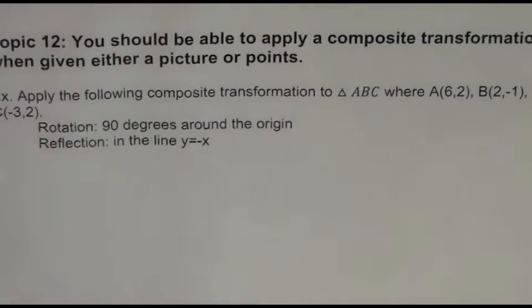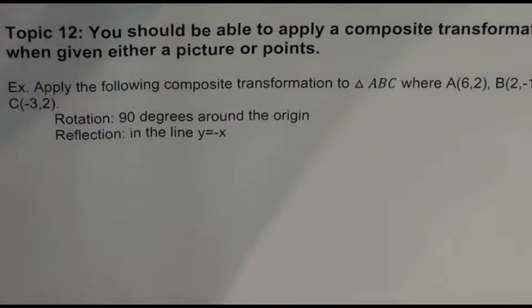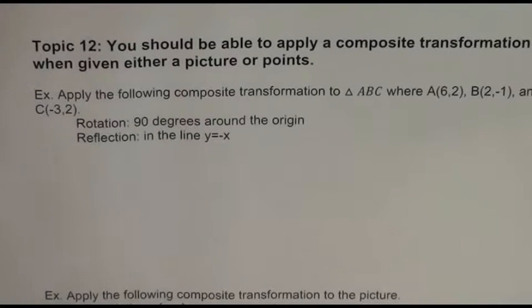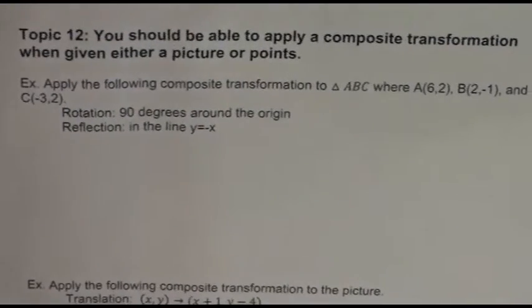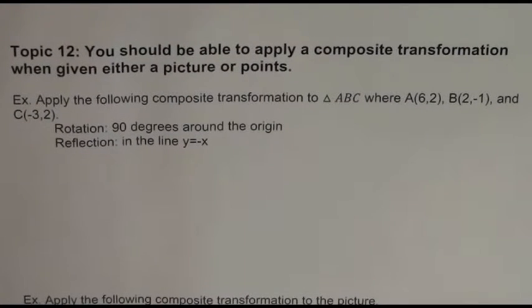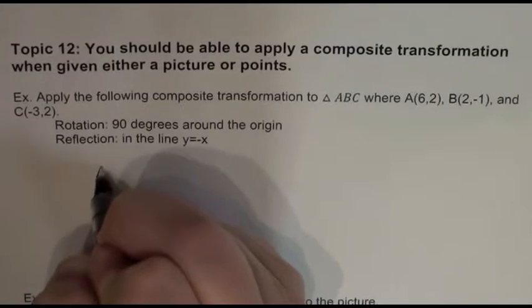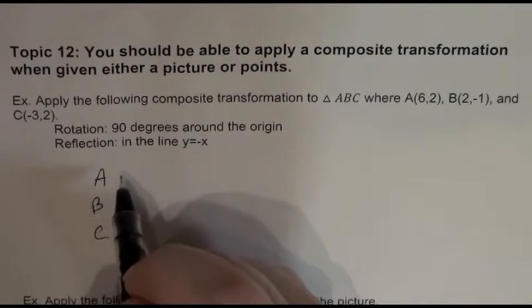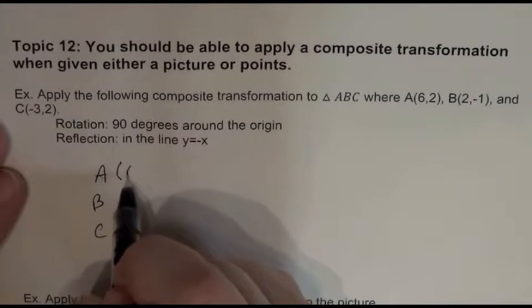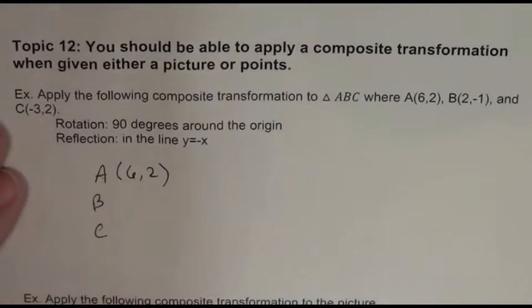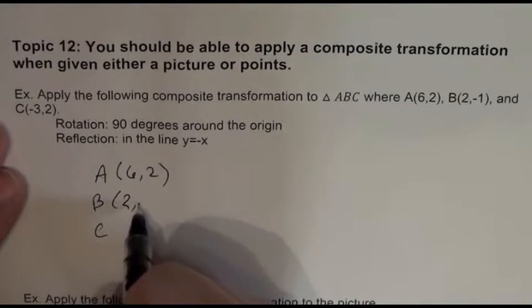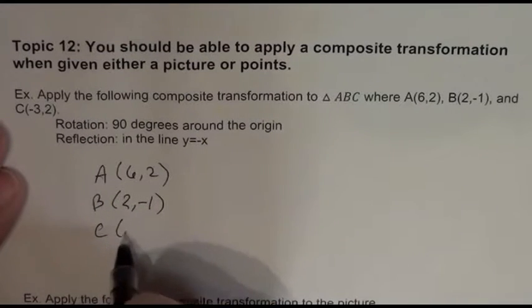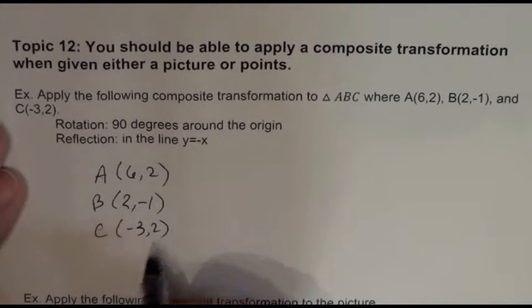Keep in mind, we have to have some sort of work, some sort of proof that we're doing this, just like insurance in case we make a silly arithmetic mistake. So what I typically like to do is start with A, B, and C. A is the point (6, 2). B is the point (2, -1). And C is the point (-3, 2).